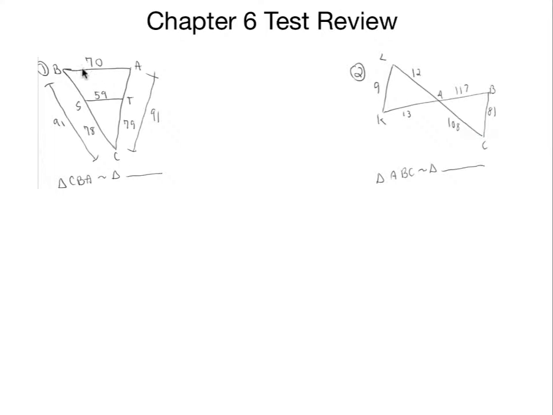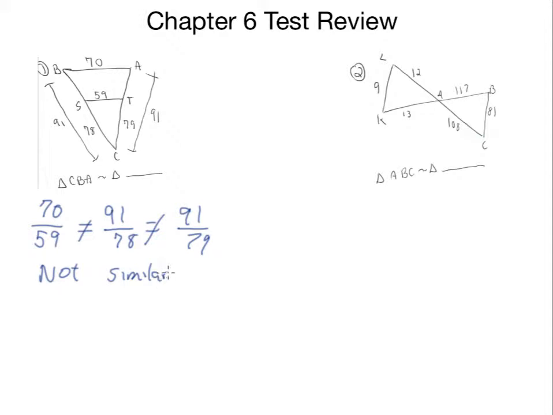Look at number 1. To figure this out, we need to look at the ratio of the sides and see if they simplify down to the same thing. 70 over 59 does not simplify down. Then I got 91 over 78, 91 over 87. It's very obvious none of these simplify down and they're not equal. So these two triangles are not similar.